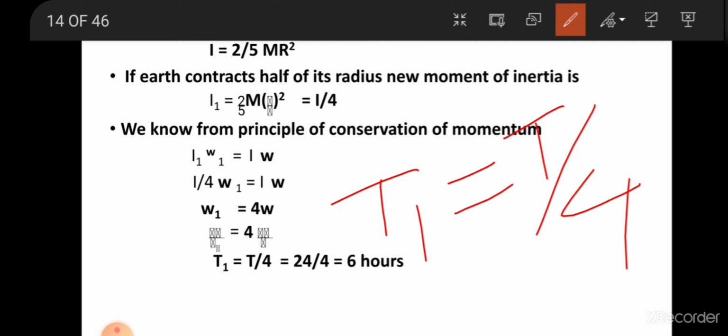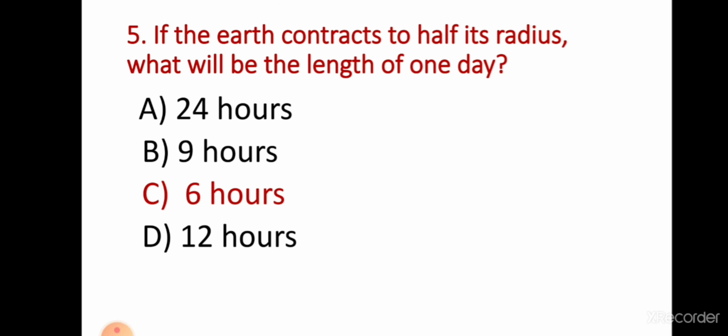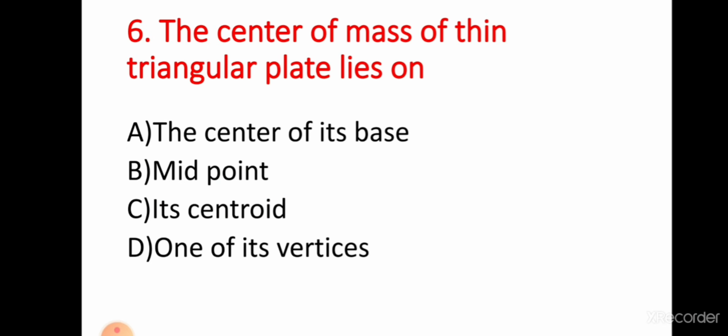It means 24 by 4 will give us 6 hours. So 6 hours, option choice C is the correct answer for question number 5. This is a very important question. Now let us move to question number 6.